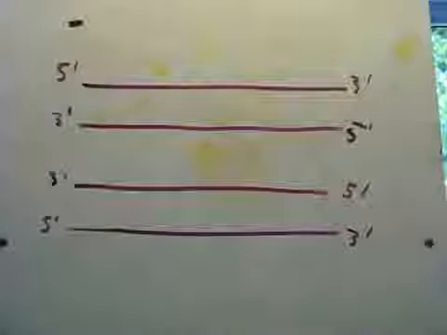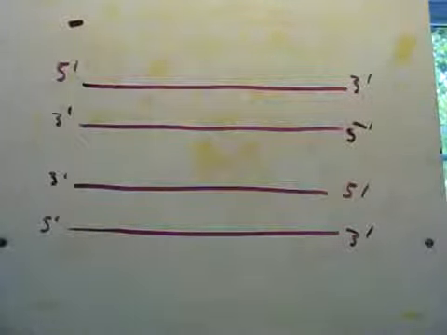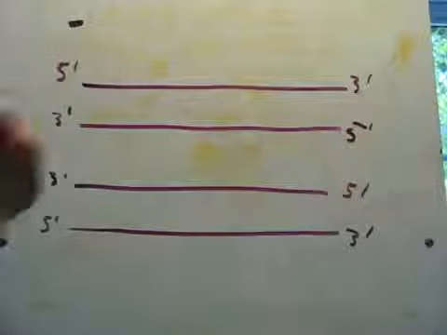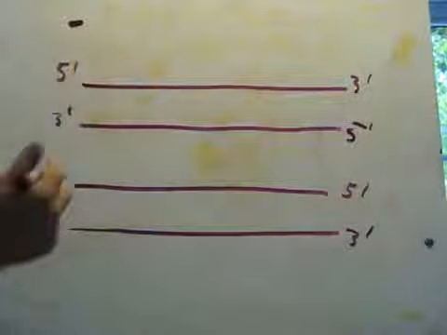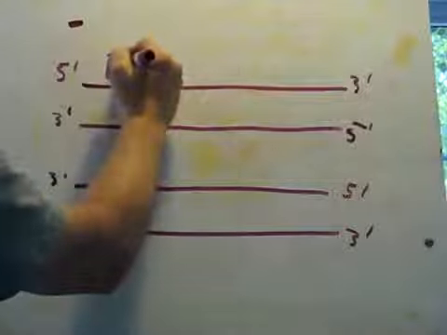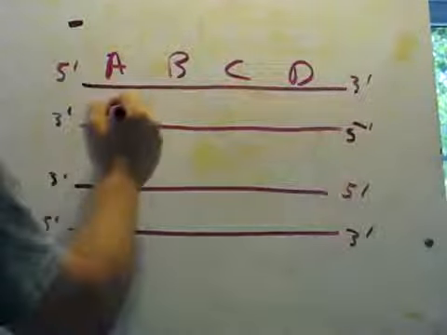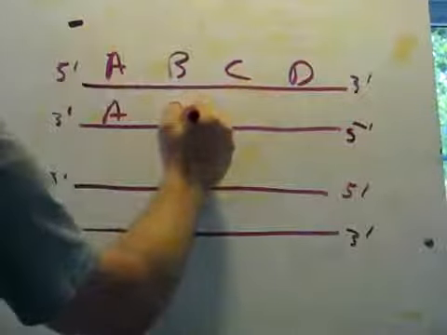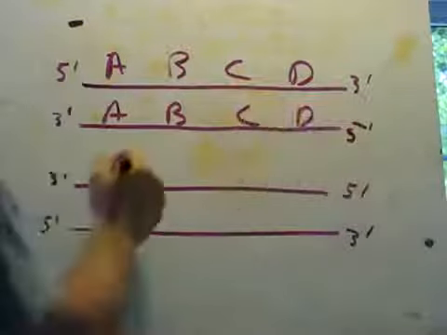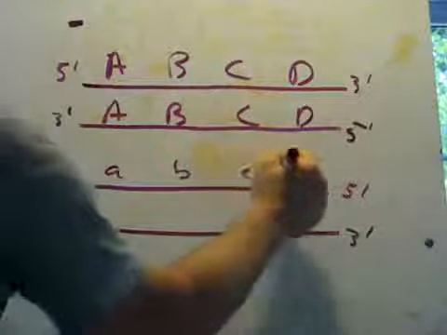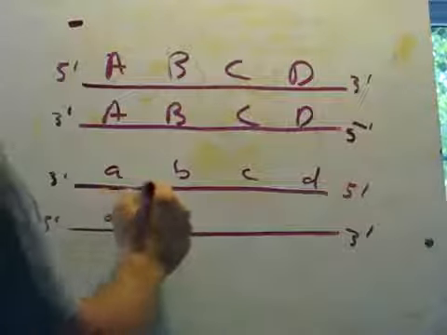Now we need to keep track of the genetic information that gets exchanged during crossing over. And so we're going to basically distinguish this duplex from this duplex by putting big A, big B, big C, big D, likewise. And then little a, little b, little c, little d, likewise.